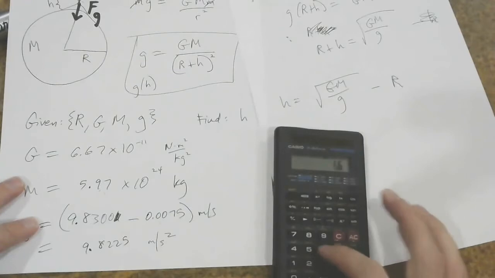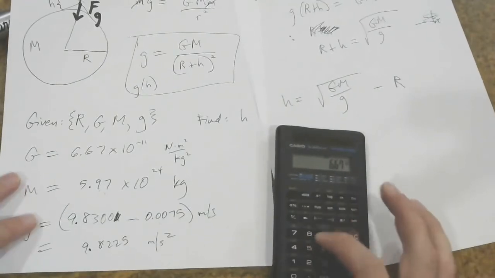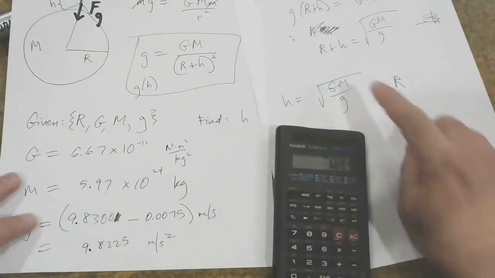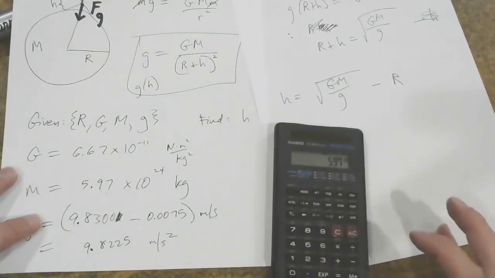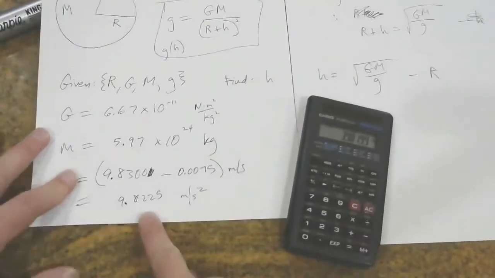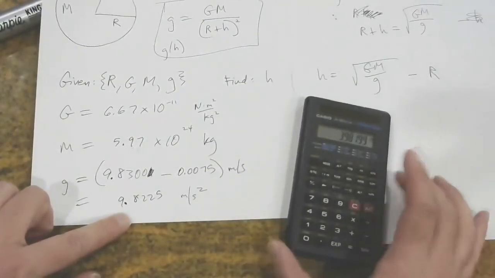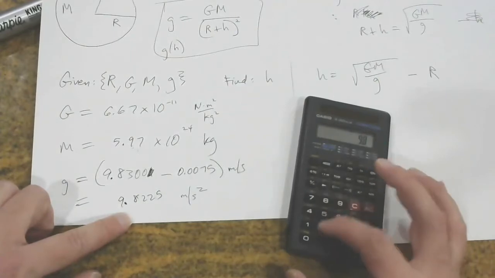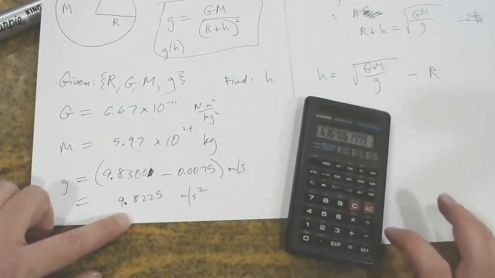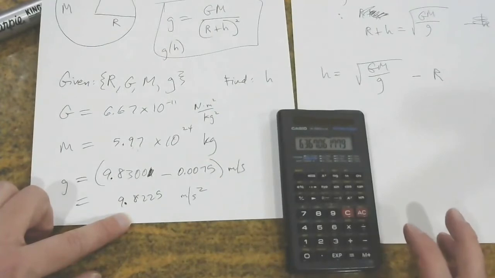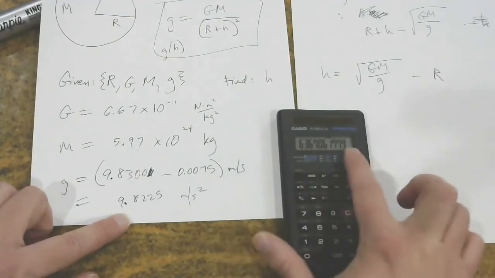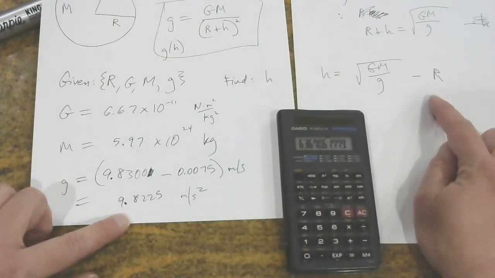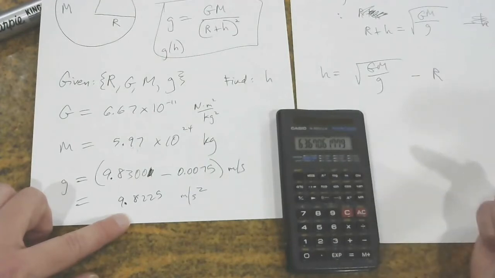And let's see if I can do this all at once in my calculator. So I've got the value of big G. I would multiply by the mass of the Earth, 5.97 times 10 to the 24th. And then I divide by the value of g at the top of this mountain, 9.8225, hit equals, take the square root. And now I subtract the radius of the Earth. Now this whole thing's a little contrived because our answer is coming out with all these sig figs, and we're not even going to use a value for Earth's radius that's accurate to that many digits.